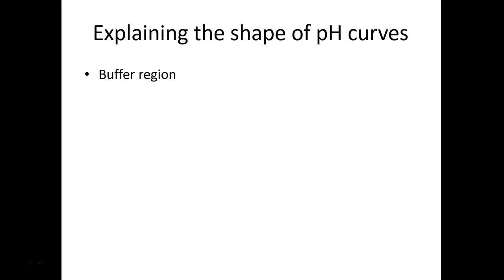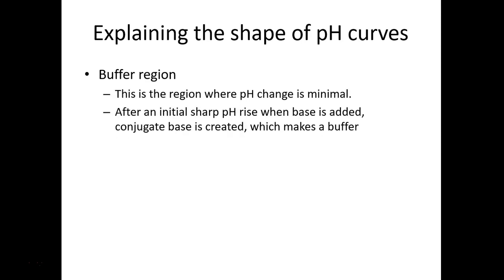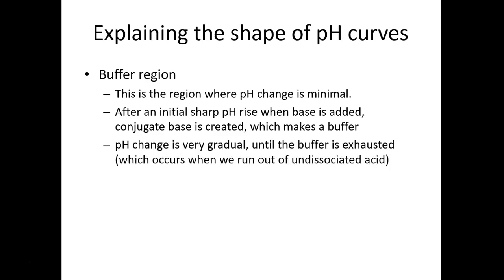So let's delve a little into the shape of these pH curves. We have something called the buffer region when a weak acid is titrated with a strong base. This is the range where the pH change is minimal, but you see a slight gradual change. Initially we see a sharp pH rise when the base is added, but after we've added a little bit of base, we've created the conjugate base of the weak acid, which makes a buffer with the weak acid and its conjugate. At that point, the pH change is very gradual until the buffer is exhausted, once we run out of the undissociated acid.